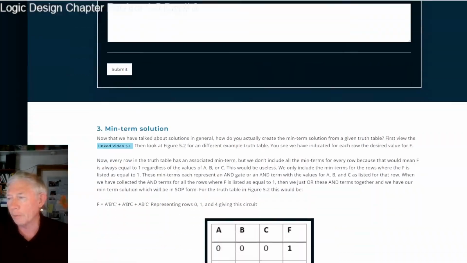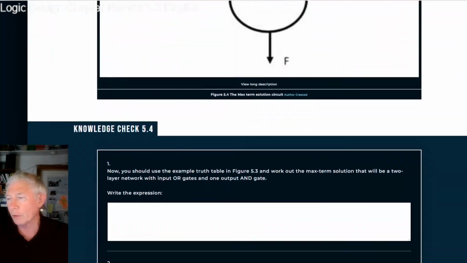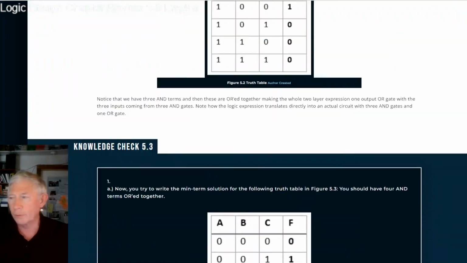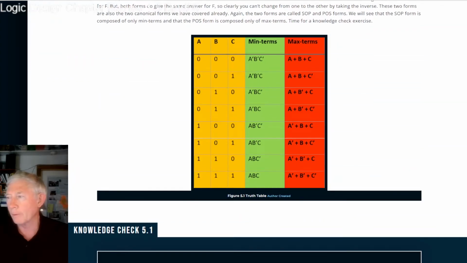So we're going to use this form. In this case, notice I don't have an output, but I'm showing you the min term and the max term for each row, and we're going to refer back to this if we need to. So let's look at this for a second.